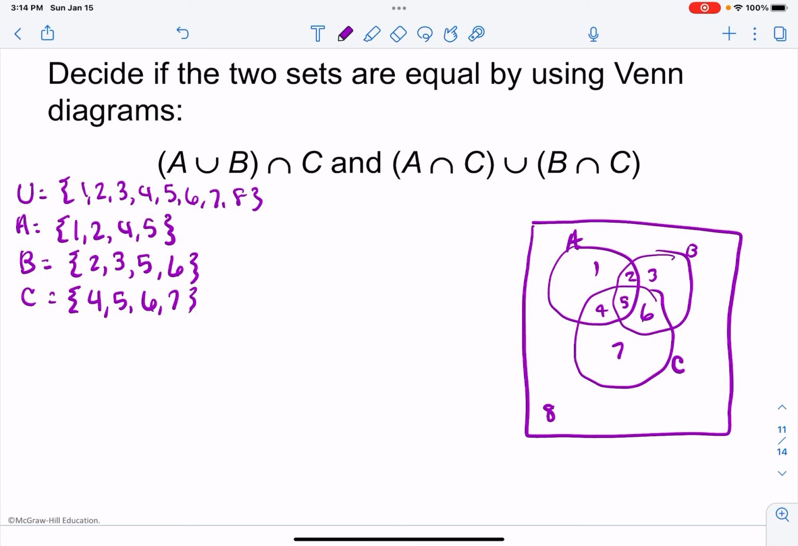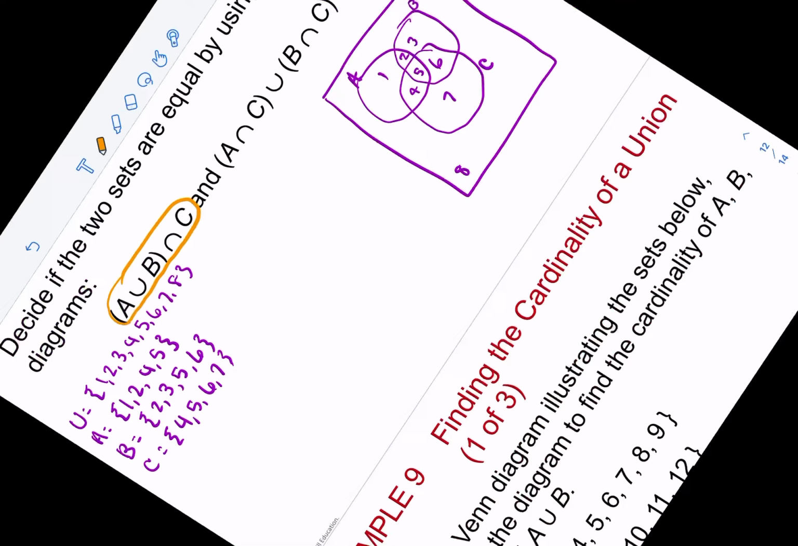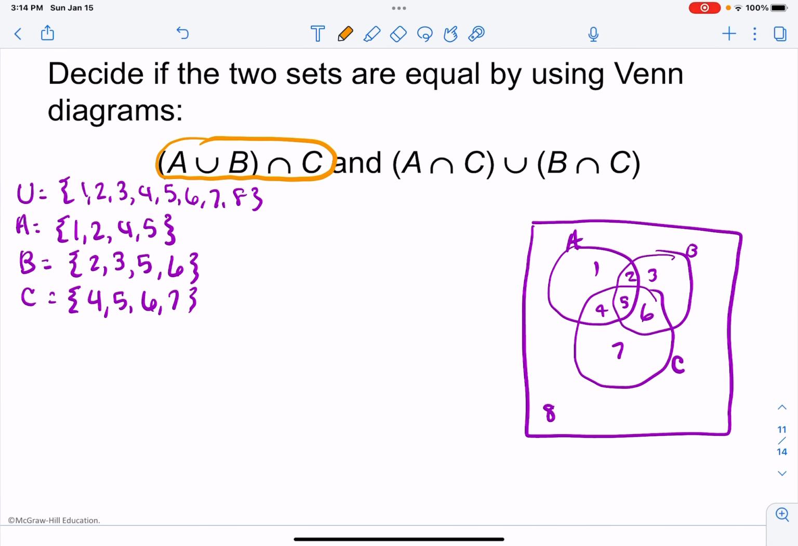Okay, I'm going to do both of these, do this one, and then do the other one to see if I get the same numbers in those sets. For the first one, I have to start with the parentheses, which is A union B. So I have to put A and B together. A is 1, 2, 4, and 5, and B is 2, 3, 5, and 6. So 1, 2, 3, 4, 5, and 6 would be the union of those two.